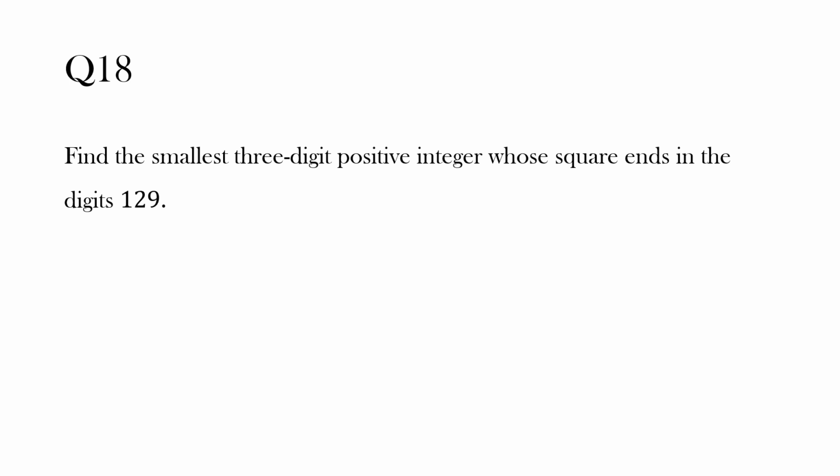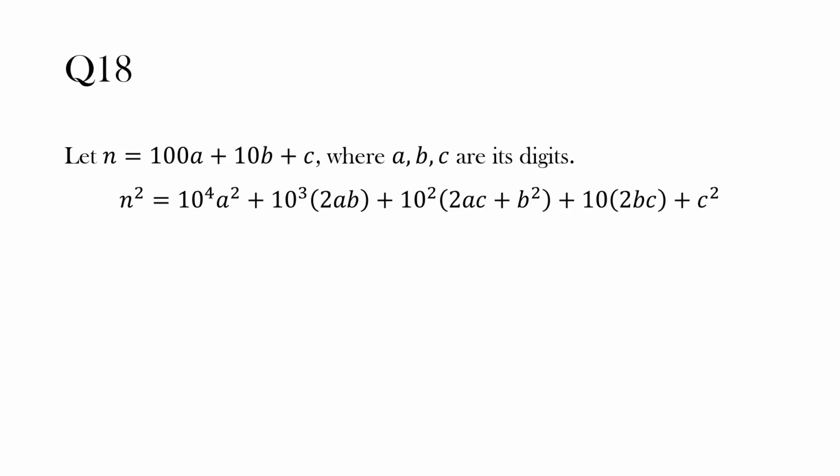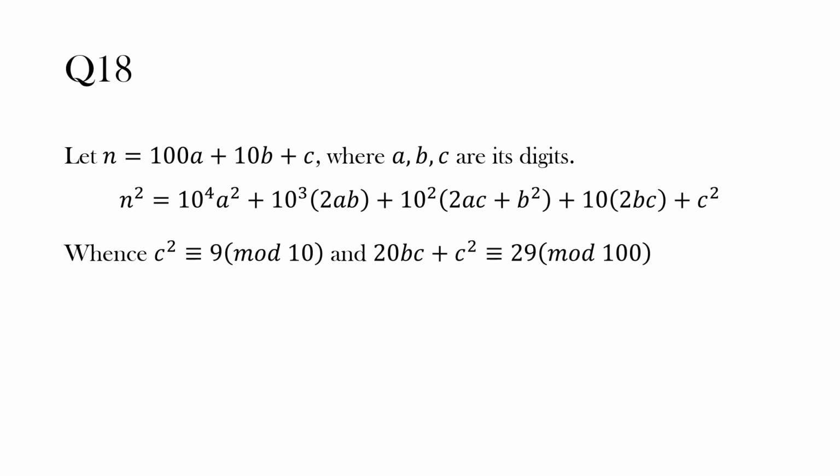For question 18, we're asked to find the smallest 3-digit positive integer whose square ends in the digits 1 to 9. Okay, so for question 18, it's actually a very straightforward question in the sense that the approach is very intuitive and straightforward. So we can let n equals 100a plus 10b plus c, where a, b, and c are its digits, obviously. So using the binomial theorem, or in this case it's a trinomial, but anyway, when you expand n squared, you'll get this expression, and we can take modulo 10 and modulo 100.